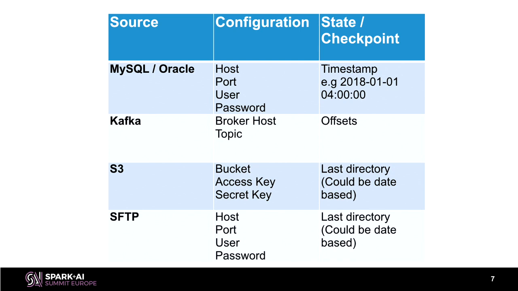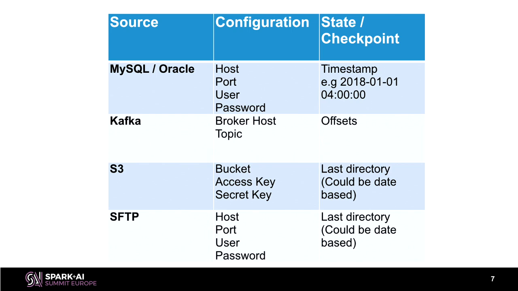When you're ingesting from these sources, each source will have its own set of configuration. For example, MySQL and Oracle will have host, port, username, password. Kafka will have broker, host, and topic. S3 will have bucket key and access key, and SFTP will again have its own set of properties. They will also have a checkpointing mechanism of their own.